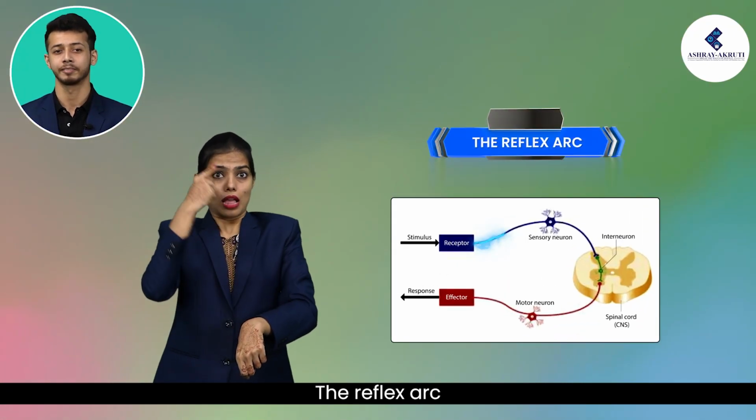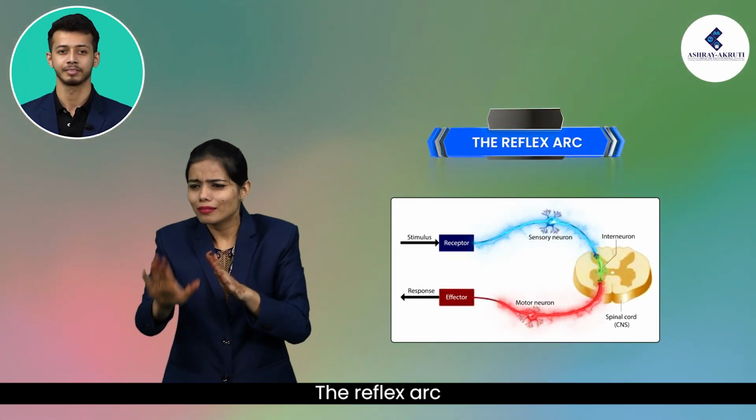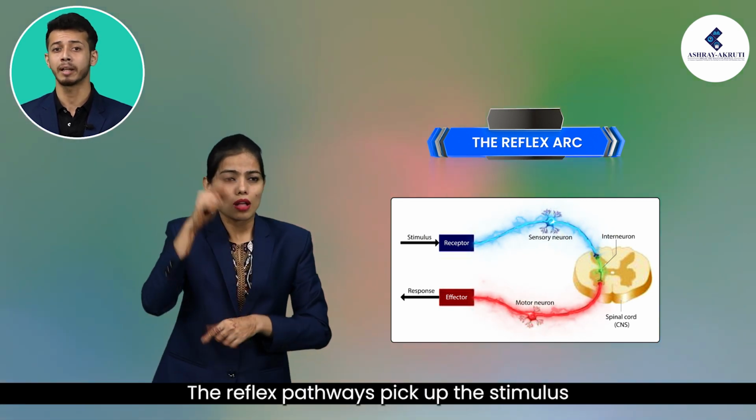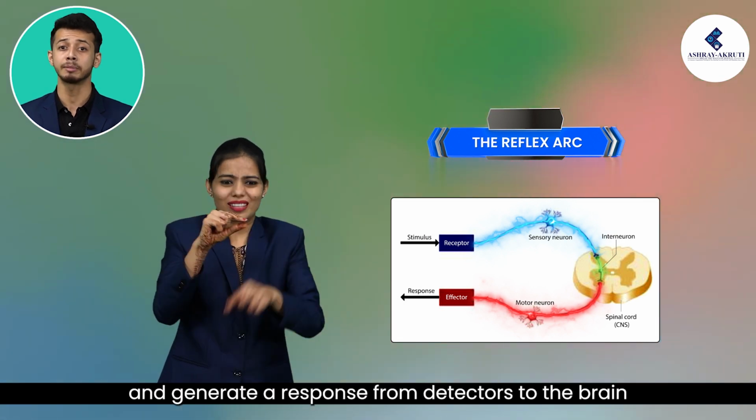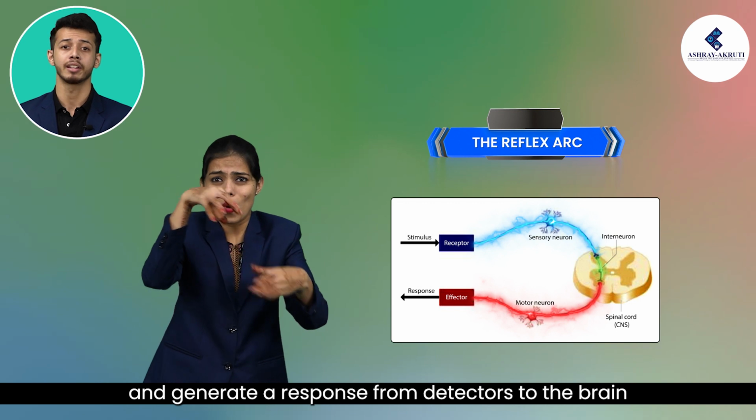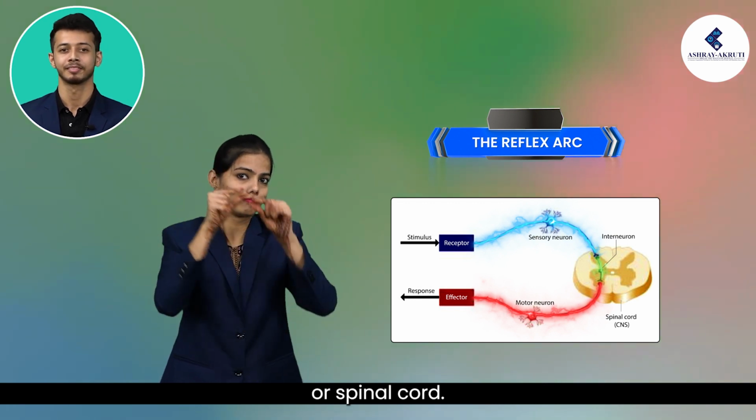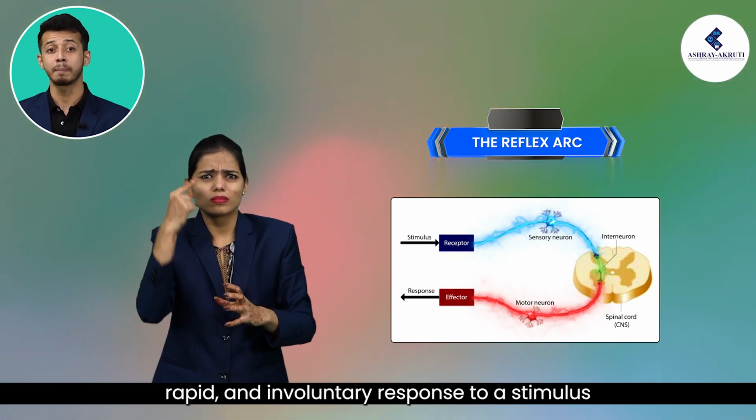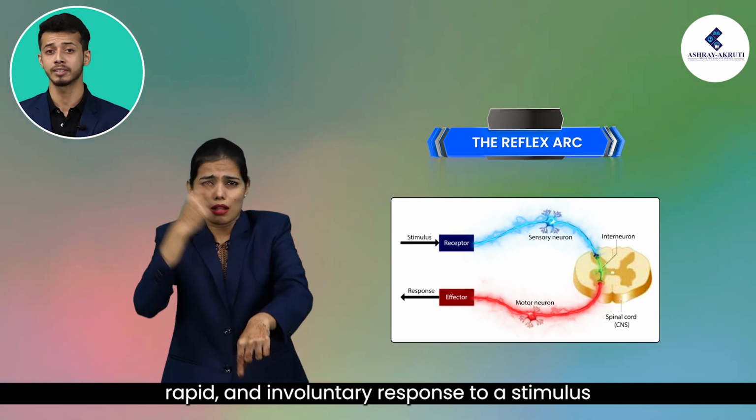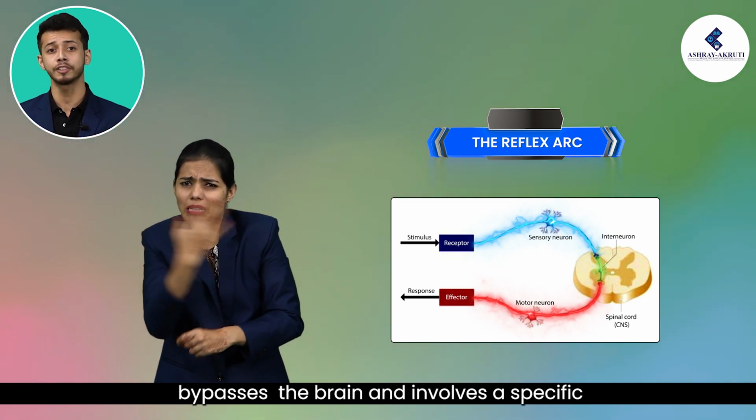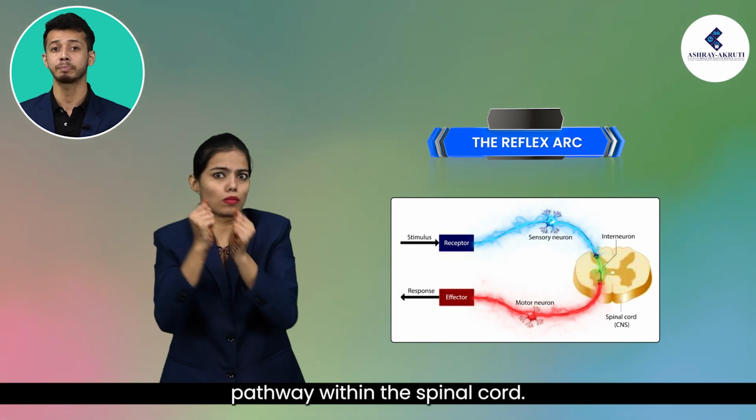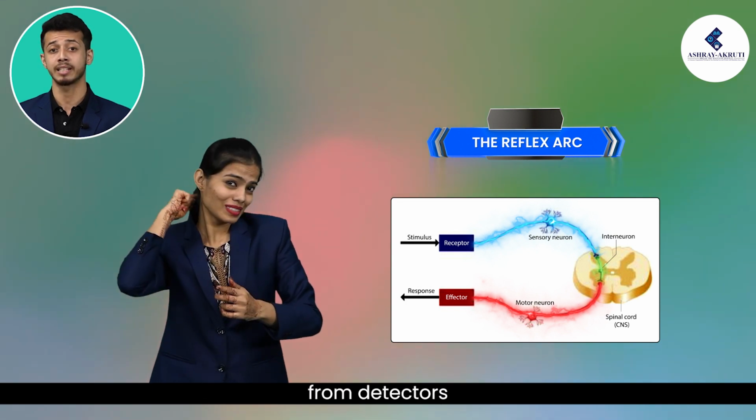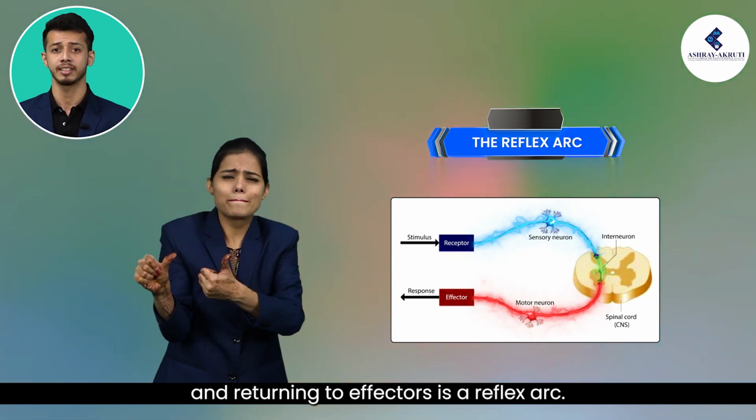The reflex arc. The reflex pathways pick up the stimulus and generate a response from detector to the brain or spinal cord. Sometimes an automatic, rapid and involuntary response to a stimulus bypasses the brain and involves a specific pathway within the spinal cord. Such a single pathway going up to the spinal cord from detectors and returning to effectors is a reflex arc.